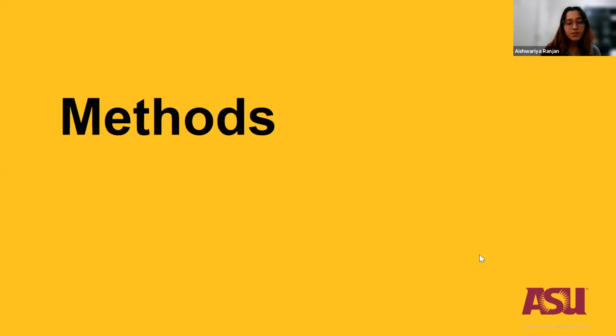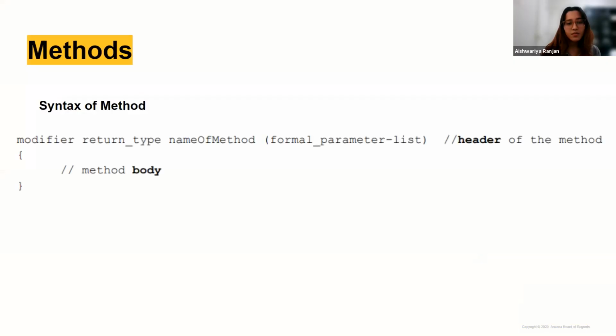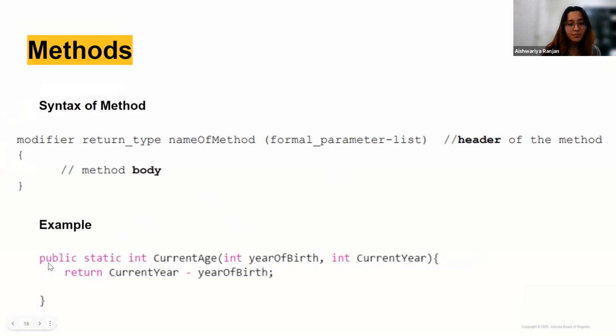Now we'll move on to methods. So the syntax of a method is like this. We start with a modifier, the return type, the name of the method, and a list of formal parameters. For example, if we have public static int currentAge, and the inputs over here are int yearOfBirth and int currentYear, we have this method that will calculate your age by subtracting your year of birth from the current year and returning that value.